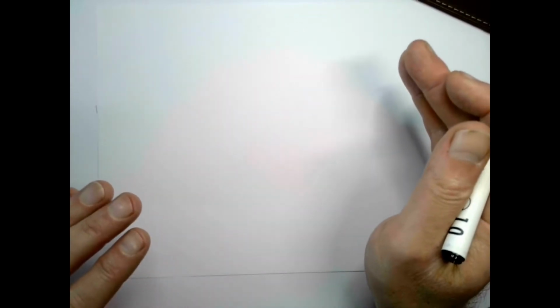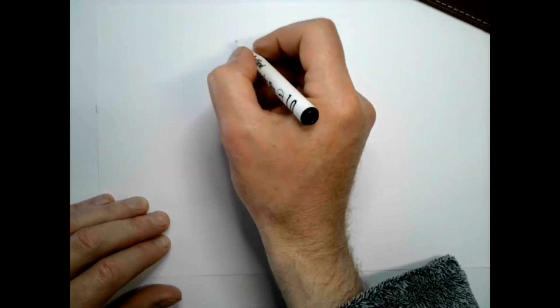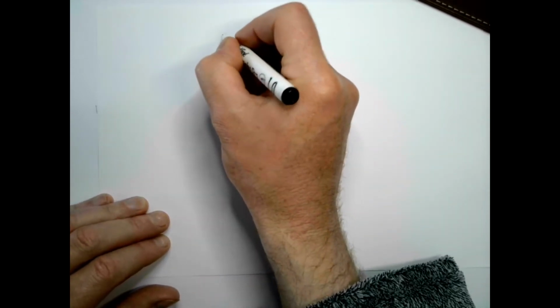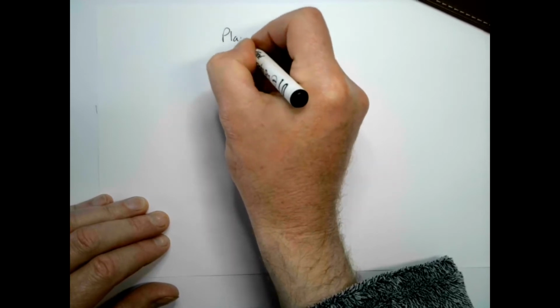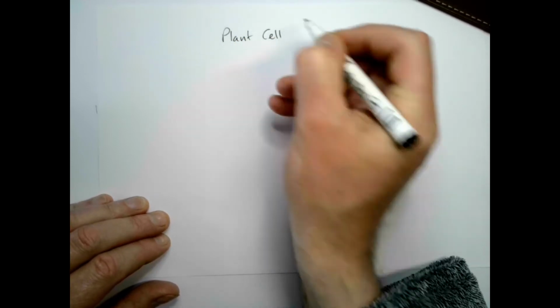Right, now the best way to remember the structure of plant cells is to practice drawing them. And it's not hard. I'm just going to show you how to do that. So we're going to call this our plant cell drawing.